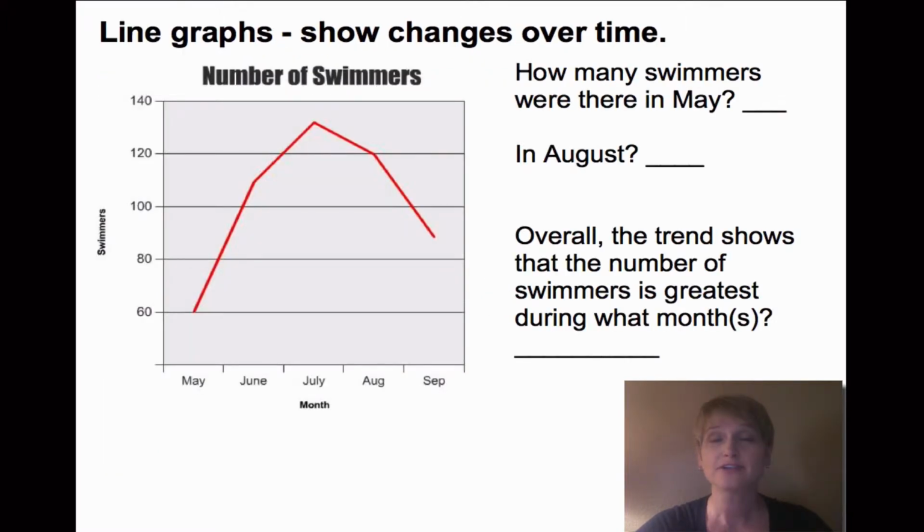So first we have line graphs, and line graphs always show changes over time. If you look at this line graph, you can see that it's pretty easy to interpret. You can see that there were 60 swimmers in May, and in August there were 120. And if you're looking for the greatest number of swimmers, you can see that that was in the month of July. So very easy to interpret.